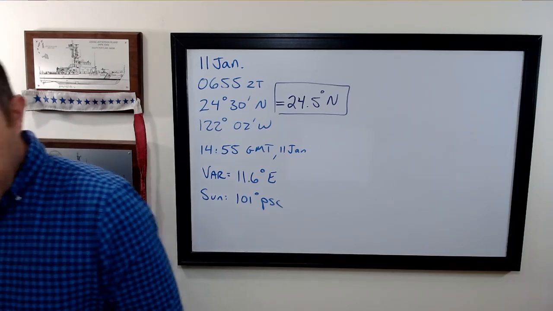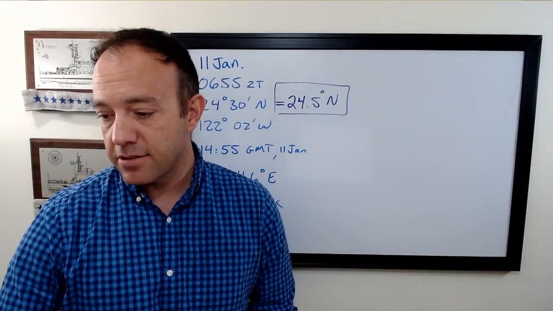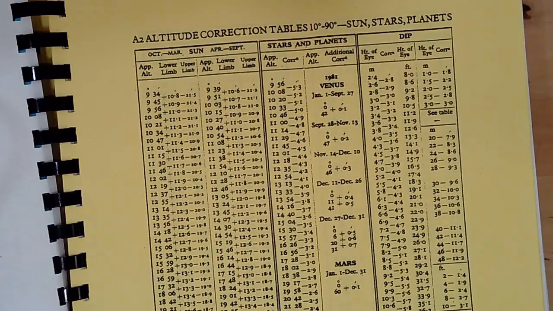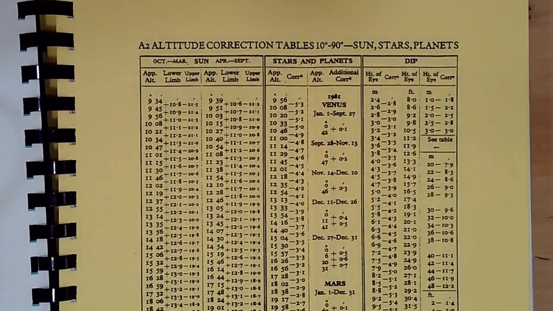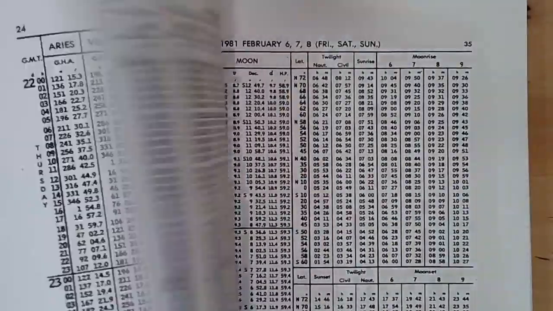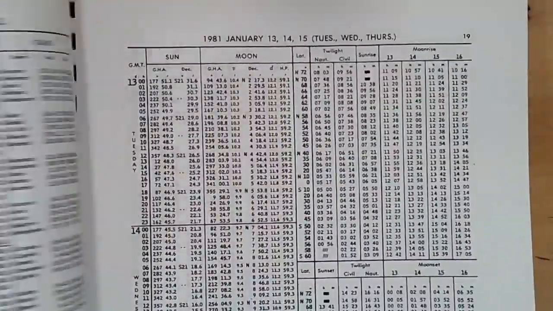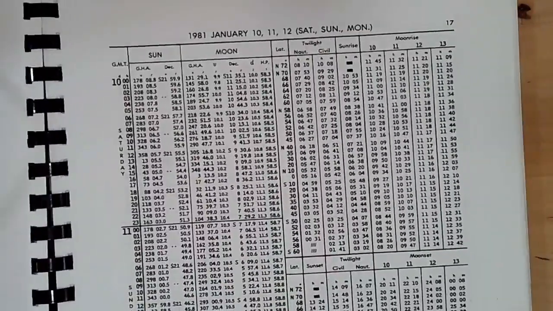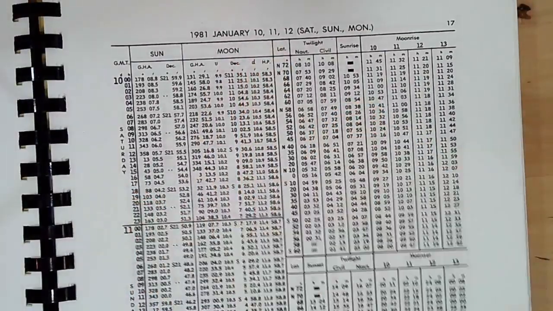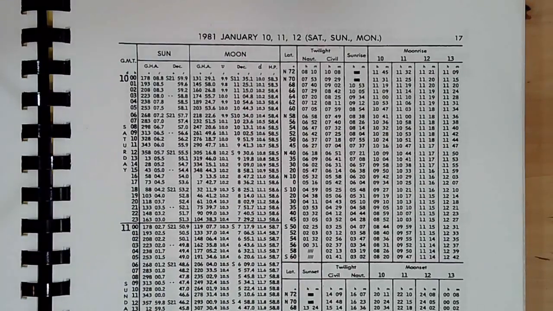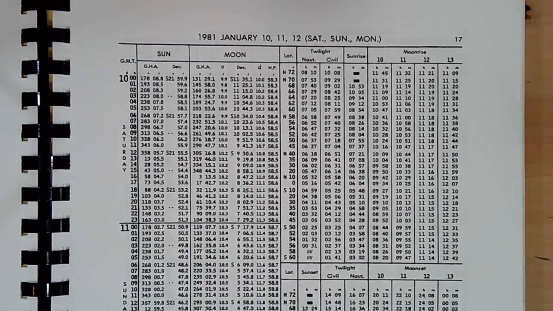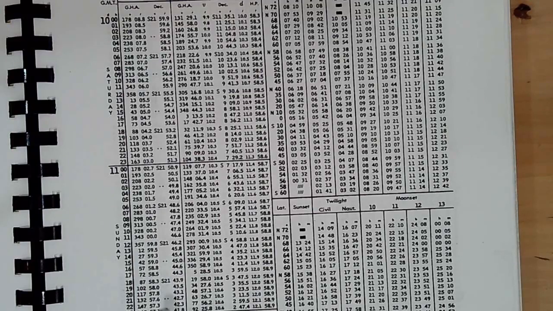All right, so I think we've used the Nautical Almanac before in this little semester that we're running, but if not, I've got a couple of videos out there that describe the Nautical Almanac as well. For the Nautical Almanac, we're going to want to look on a date of 11 January. Here we are, 11 January. And our time was 1455 GMT, Greenwich Mean Time. So on the 11th of January, 1455 GMT.